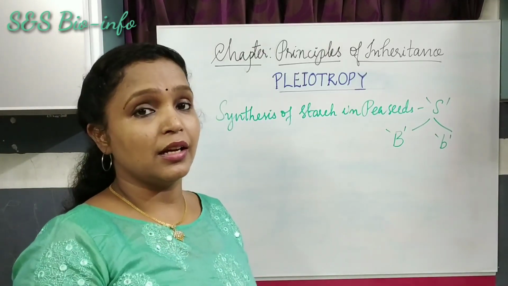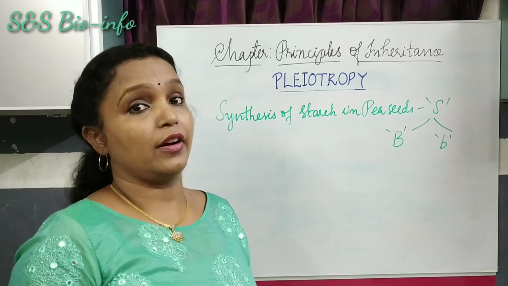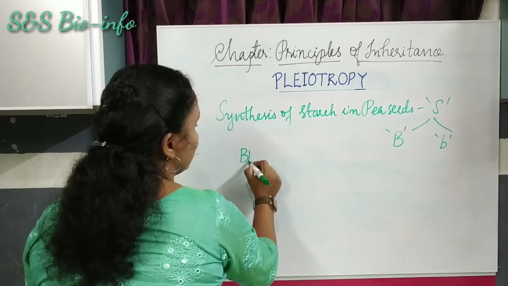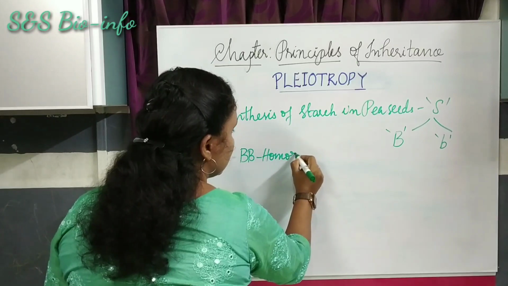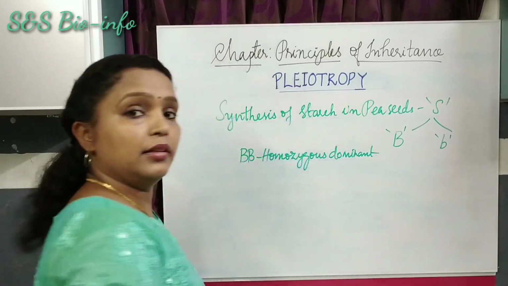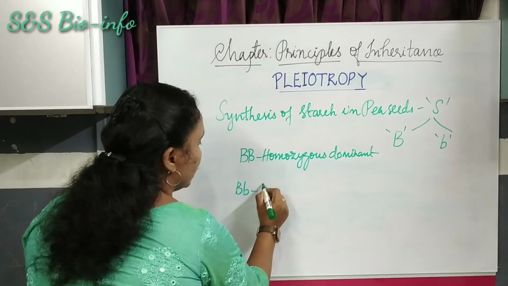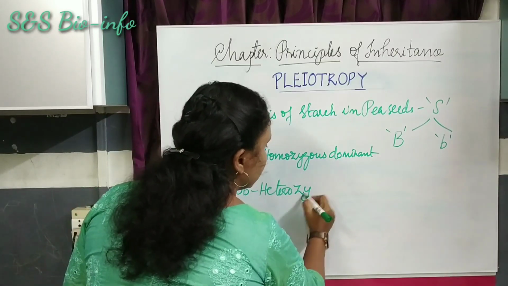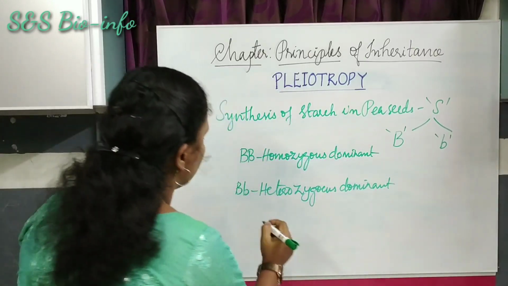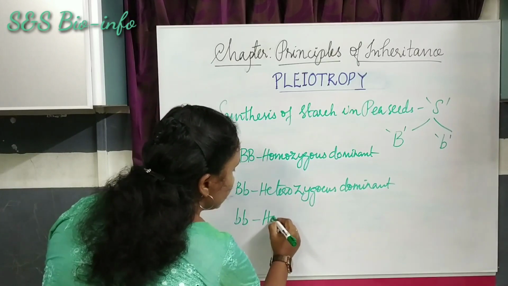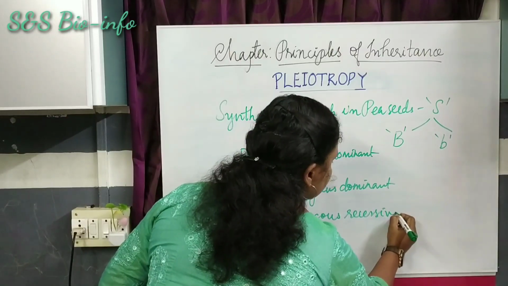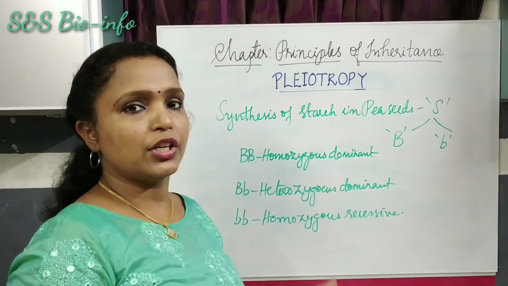In pea seeds, these alleles can occur in three different conditions. Homozygous dominant, heterozygous dominant, and homozygous recessive. These are the three conditions of these alleles.